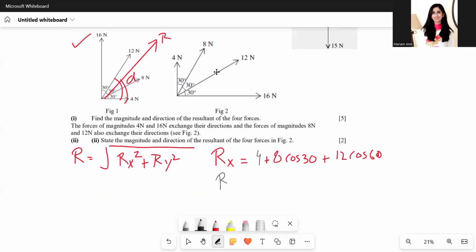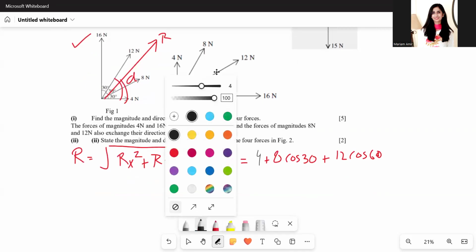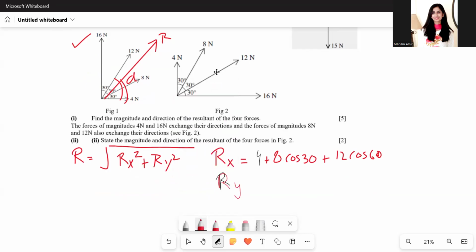So for Ry, we'll do the same. We're going to resolve all four forces, get their vertical components, and then add the ones in the same direction, subtract the ones in the opposite direction. But again, in this question, all the vertical components are upwards, so the direction is the same. So there will be no subtraction taking place. So there's 16, then there's 12 sine 60, then there's 8 sine 30, and that is it. The 4 Newton force has no vertical component.